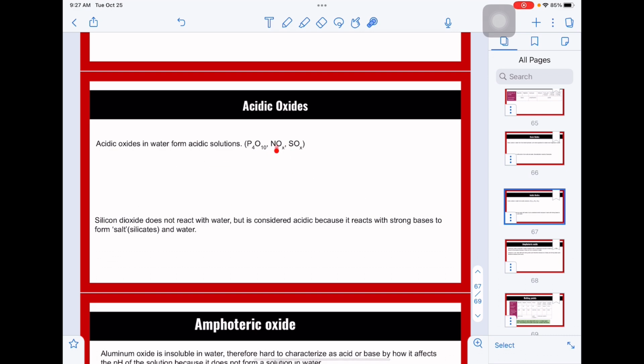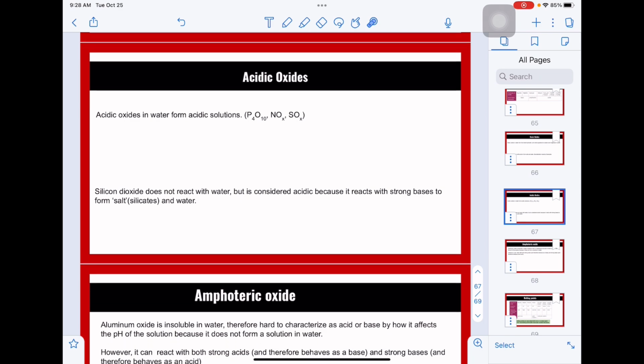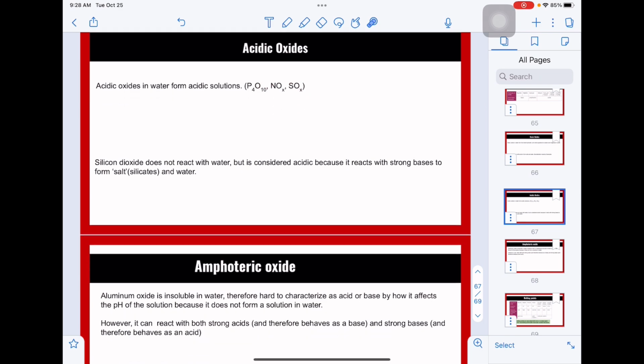You may realize here I wrote NOx and SOx because there can be NO and NO2. For S, it is SO2 or SO3. That's why I put X here. And we cover this again in Unit 8 when we do acid deposition, like when we talk about acid rain. So you'll see this again then. But this is where you learn it.